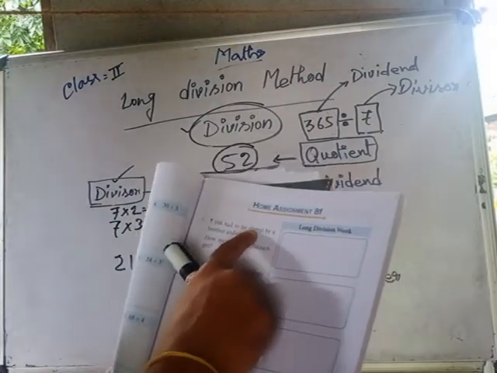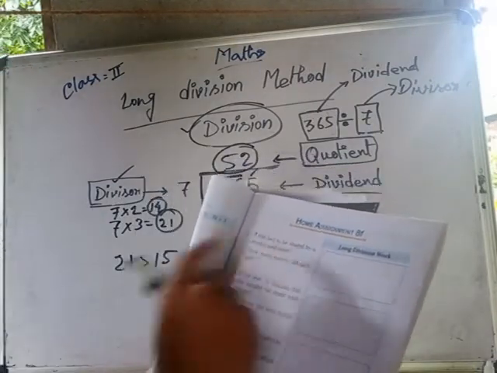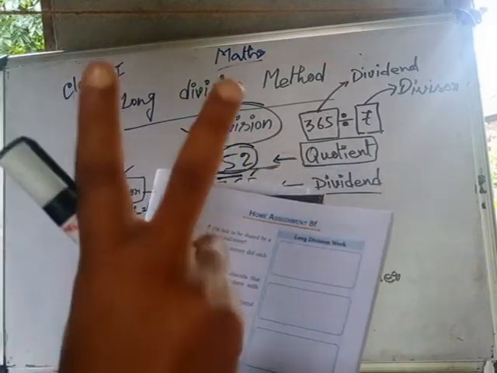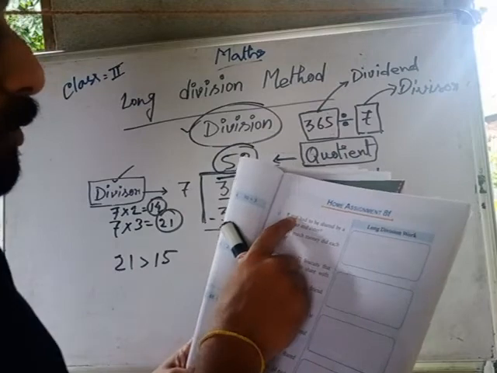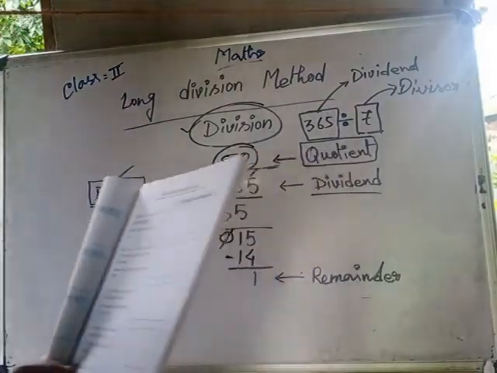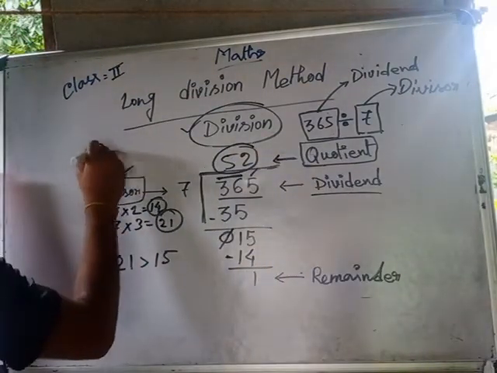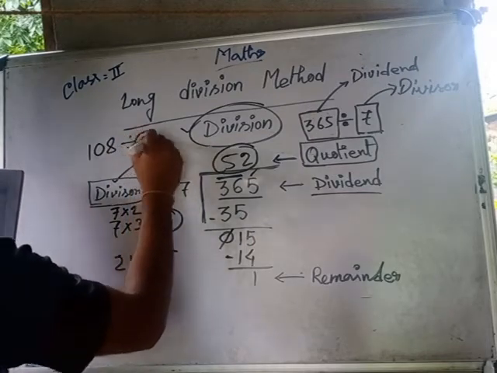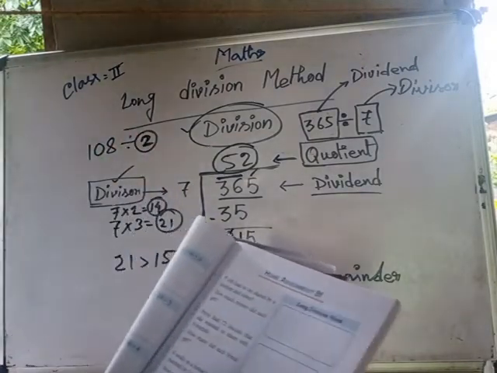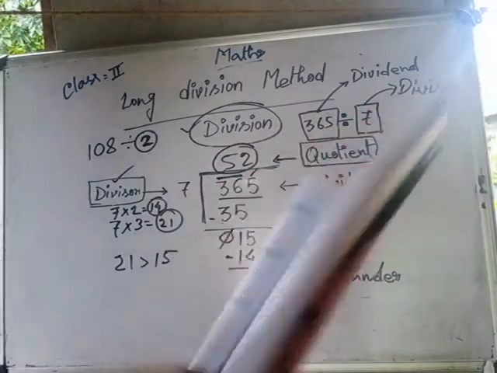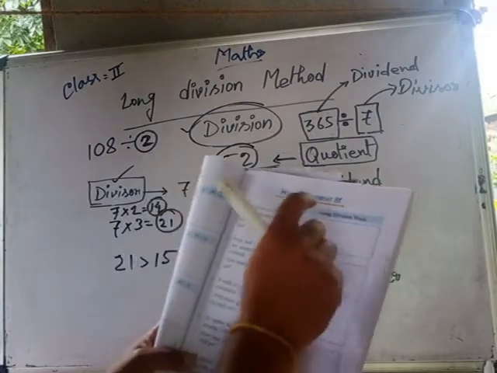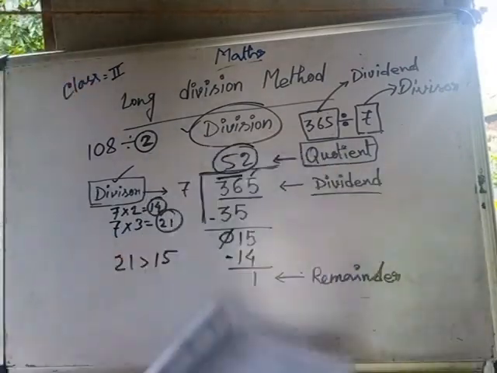108 had to be shared by a brother and sister. Brother and sister, that means 2 members are there. That's why we should divide by 2. We should divide 108 by 2, because one is brother and one is sister. How much money did each get? So in long division work, you should do the division like this.